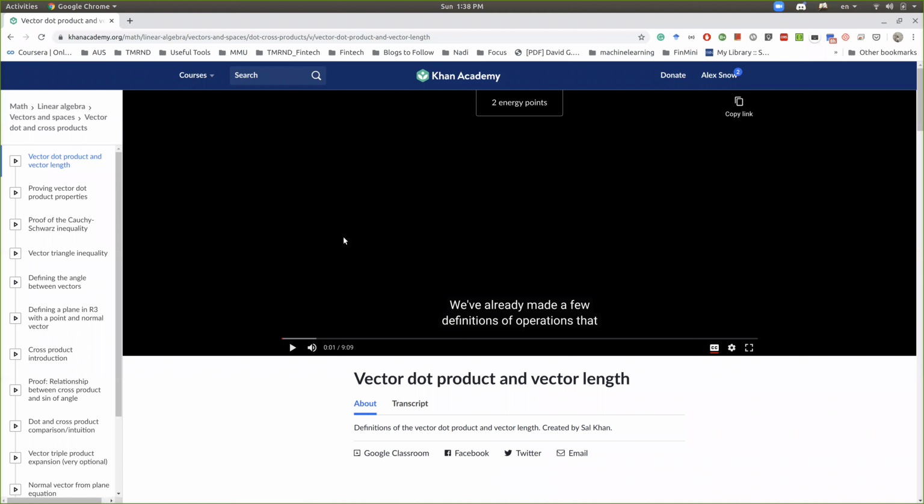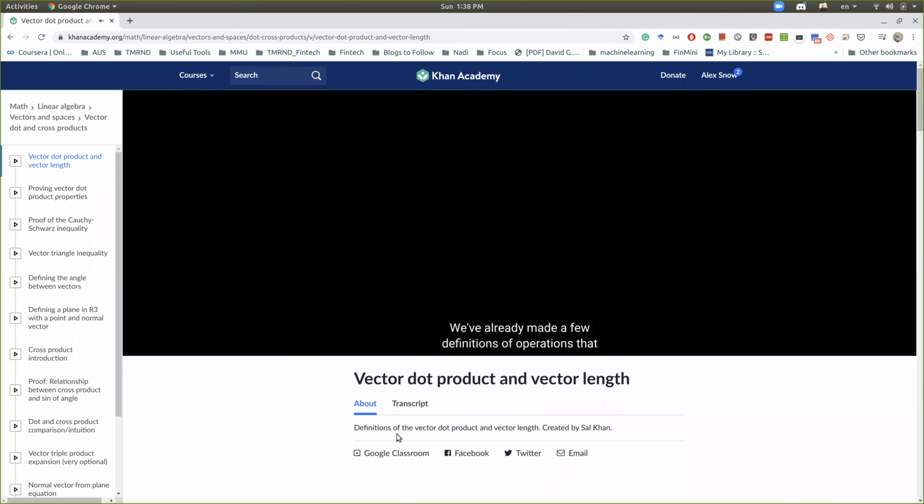A few definitions of operations that we can do with vectors. We've defined addition in the context of vectors, and you've seen that. If you just have two vectors, say a1, a2, all the way down to an, we define the addition of this vector and let's say some other vector, b1, b2, all the way down to bn, as a third vector.